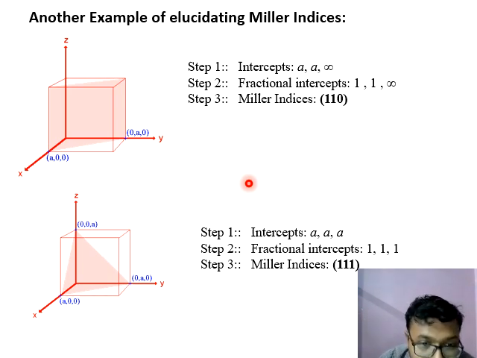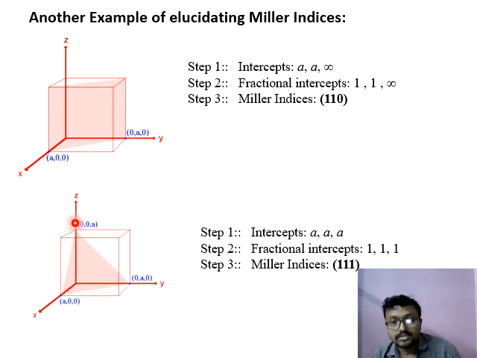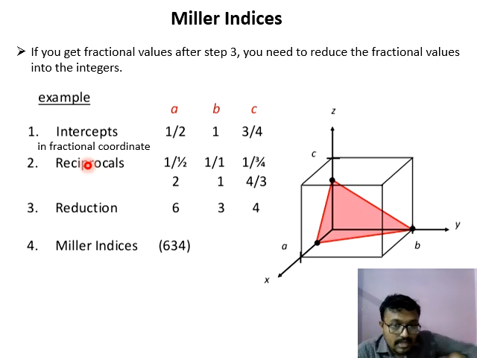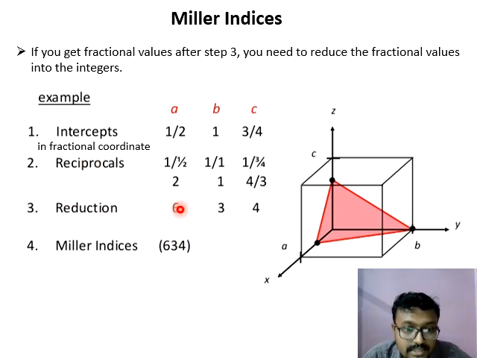Another example: if this plane is cutting the x-axis at distance a, the y-axis also at distance a, and the z-axis also at distance a, the intercepts will be a, a, a. If we take the reciprocal, it will be a by a, a by a, a by a, so ultimately it will come as 1, 1, 1, right? In that way, we can calculate the Miller indices. To calculate the Miller indices, we first have to find the intercepts, then take the reciprocal, and then get integers.